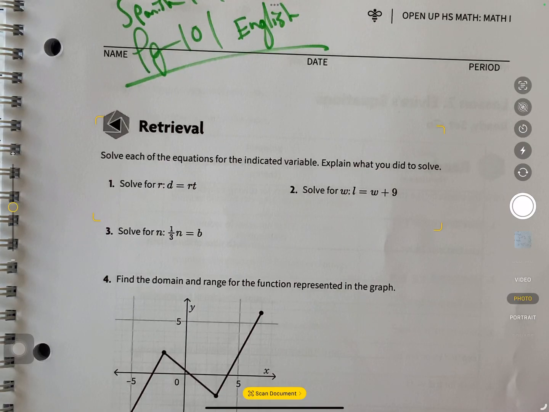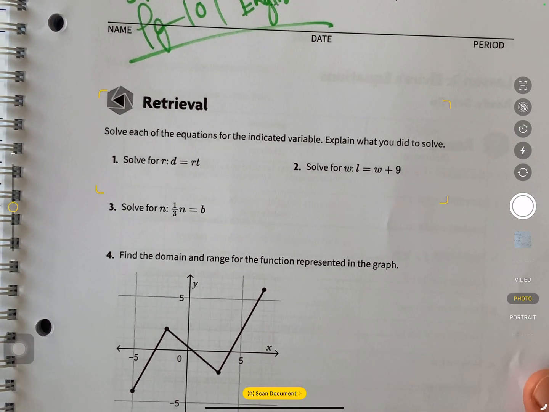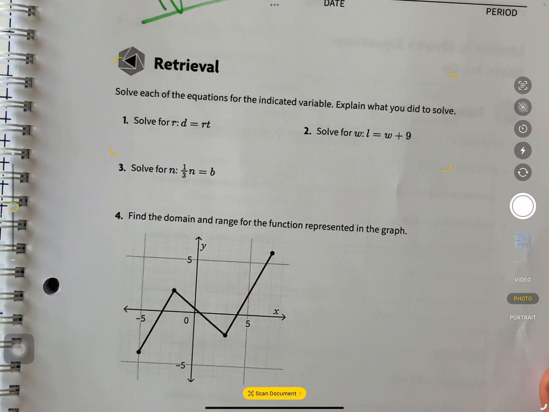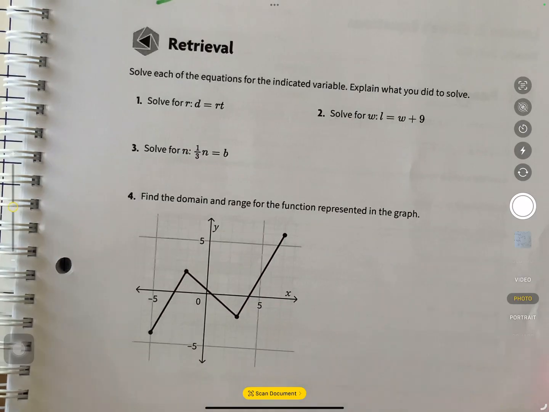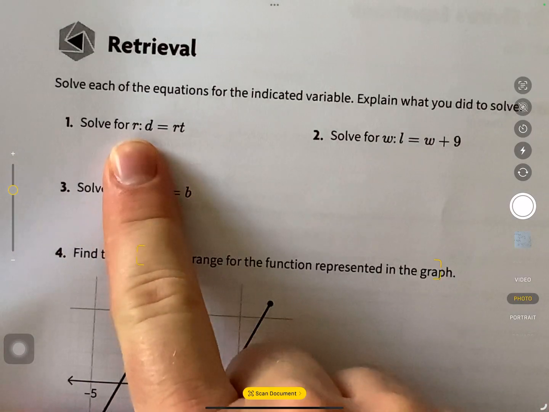I am going to go pretty fast in the video, so you can put me on slow motion and listen to me go really slow. And pause whenever you need to pause, because I want you to have all your work done and make sure you're good to go. So this is manipulating equations to start, and it says solve for r, and it says d equals rt.